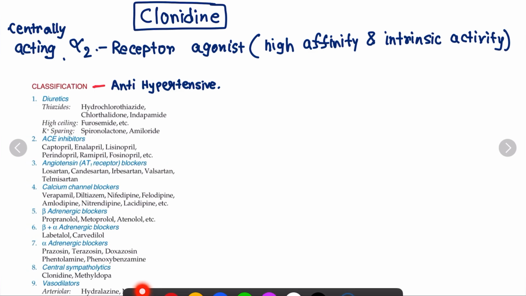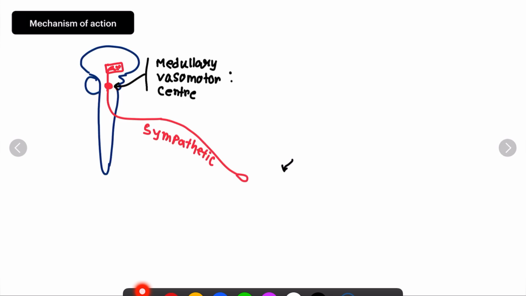Look here, this is the classification of antihypertensive drugs. Diuretics come first, that is your Lasix, followed by ACE inhibitors, AT1 receptor blockers, calcium channel blockers, and in the lower part of the list you have central sympatholytics like clonidine. So, what is the mechanism of action of clonidine?